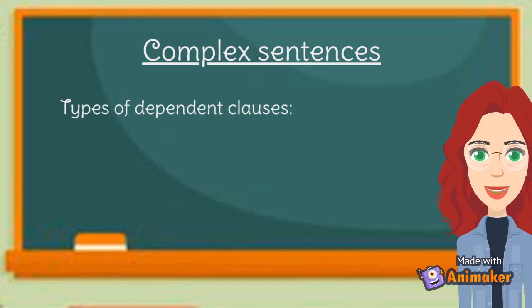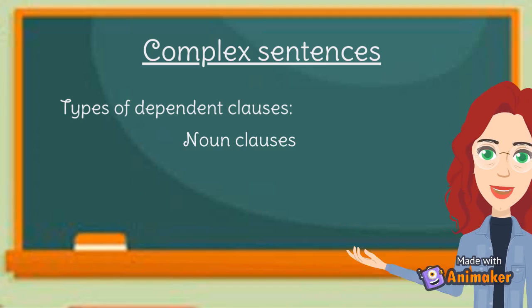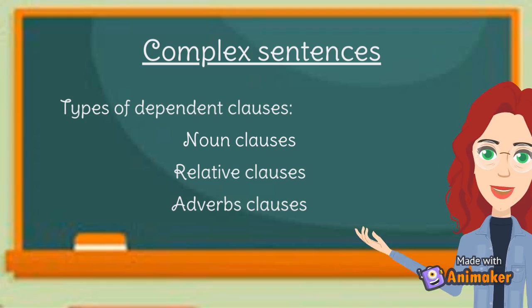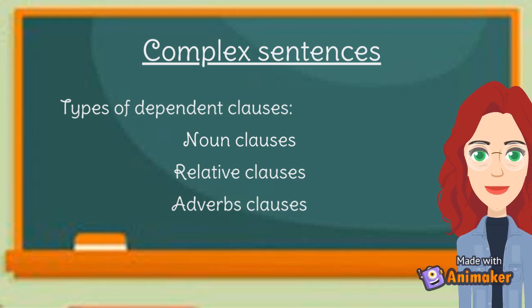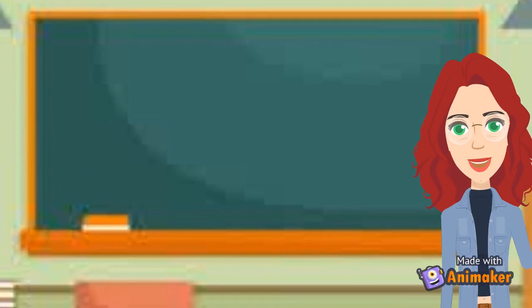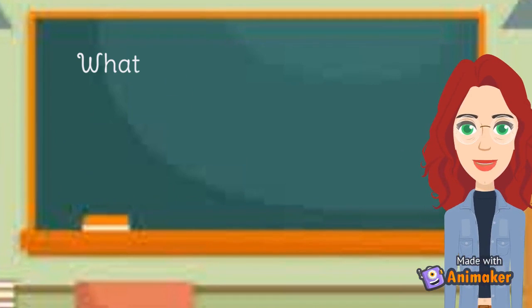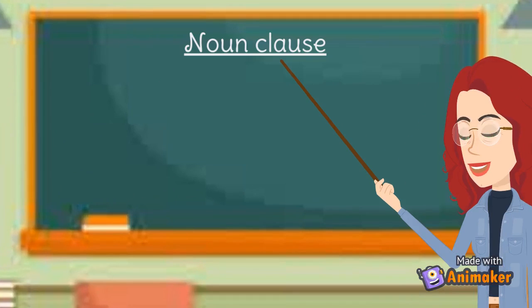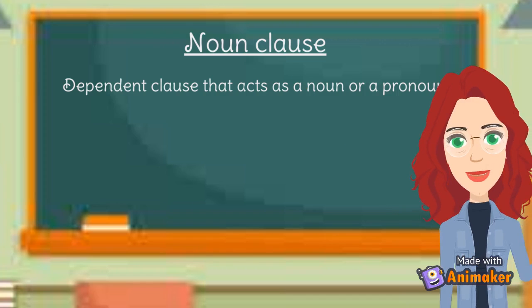There are three types of dependent clauses: noun clauses, relative clauses, and adverb clauses. But in this class, we're going to focus on noun clauses and relative clauses. First of all, we need to clarify what noun clauses are. A noun clause is a dependent clause that acts as a noun or a pronoun.